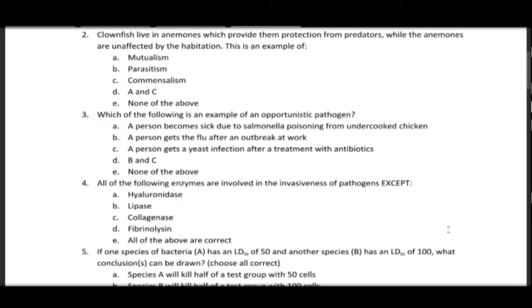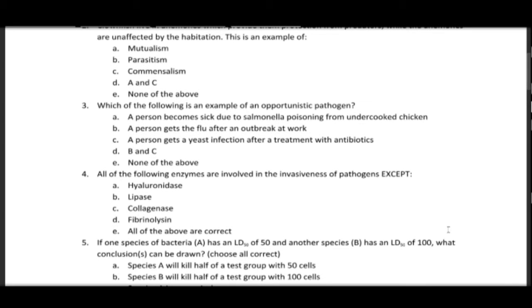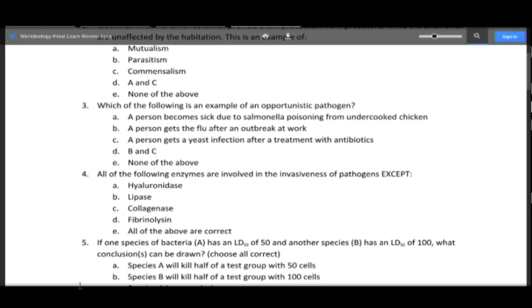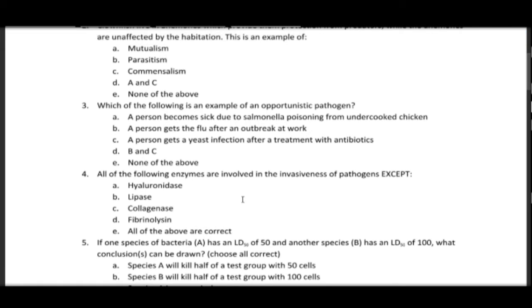Okay. 4 says, all the following are enzymes involved in the invasiveness of pathogens except. So these are a list of our enzymes, and we have to know what these do and if they're involved in invasiveness. So we have to know what invasiveness is as well. Invasiveness sounds like invade, so it's how these bacteria or pathogens are able to break down barriers and invade a host. So these help them do that.